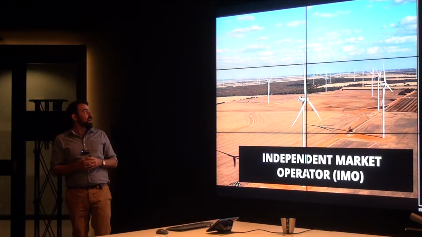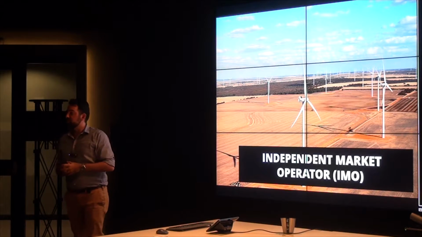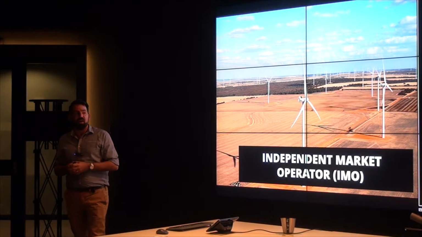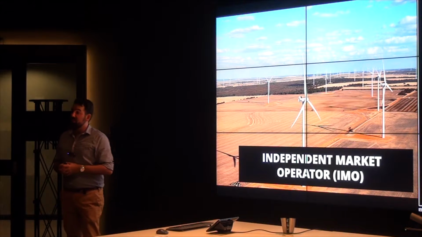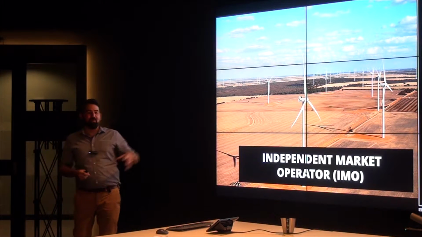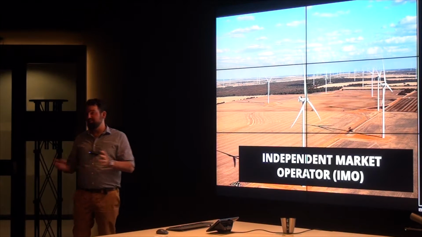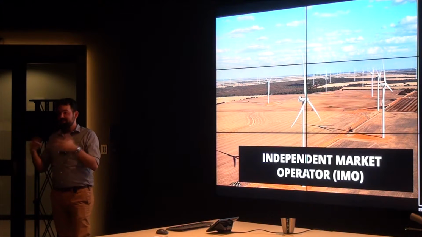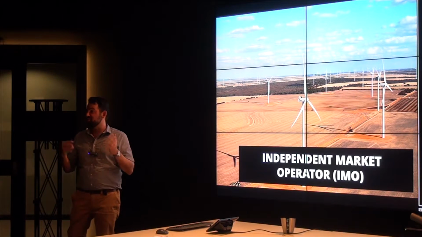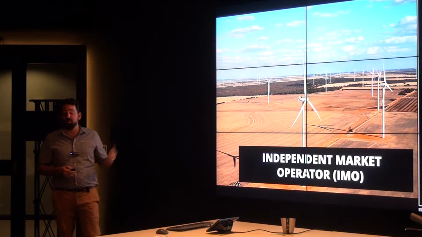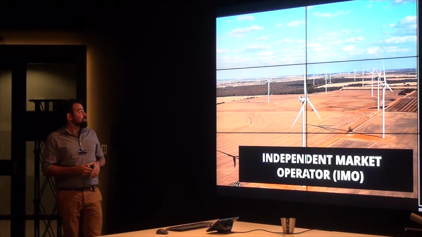For those who don't know who they are, one of the IMO's responsibilities is to operate and develop the wholesale electricity market of Western Australia. So big producers of energy and big purchasers of energy operate in these various markets trading sums of energy. And the IMO's job is to facilitate that.